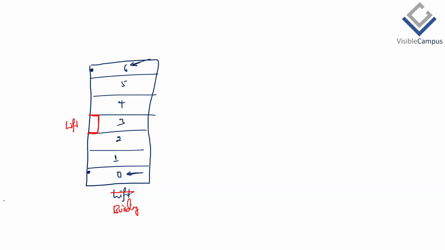The lift is resting at the third floor. It's not moving. Then all of a sudden, at the same time, these two people have pressed. Where will it go? Is it accessible to the sixth floor person or to the zero floor person?